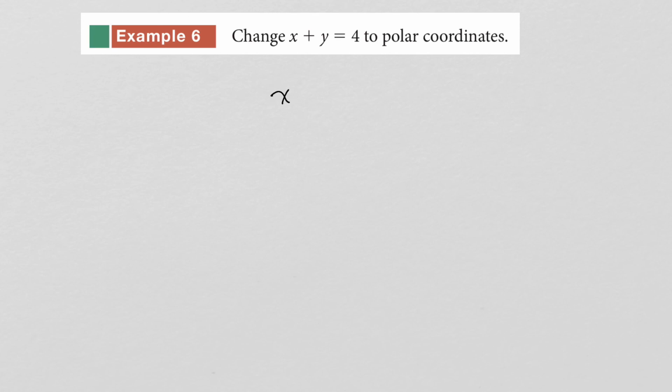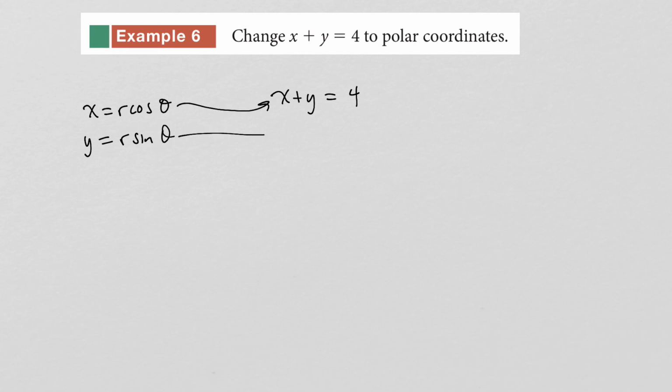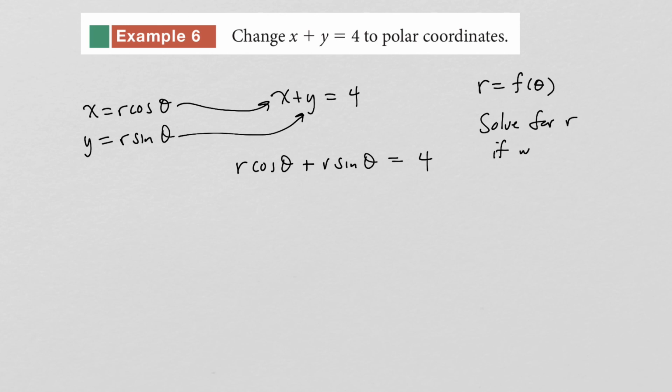So we start with the equation x plus y is equal to 4. And from the previous page, we know that x is equal to r cosine of theta and y is equal to r sine of theta. And I can put these in for x and y. So we get r times the cosine of theta plus r times the sine of theta is equal to 4. So at this point, I've completely eliminated x and y, and I have r and theta. But normally when we have a polar equation, we want to write r as a function of theta if possible. So that means we want to try to solve for r if we can. And we certainly can solve for r here.